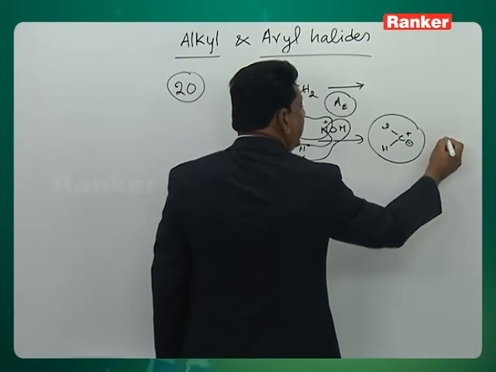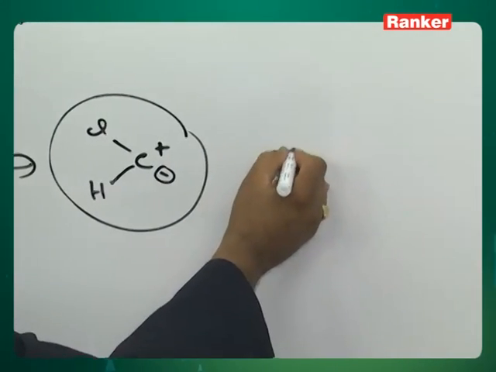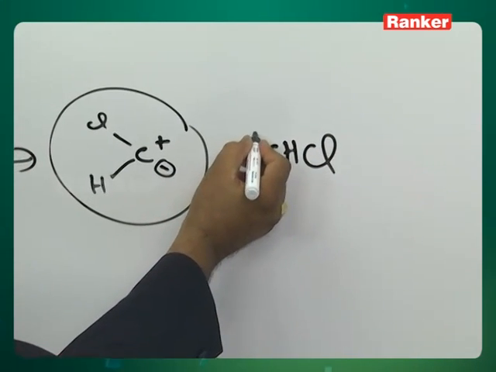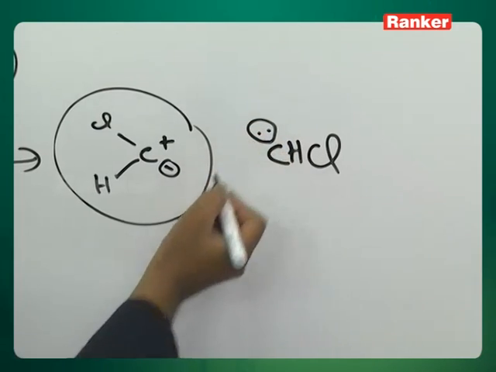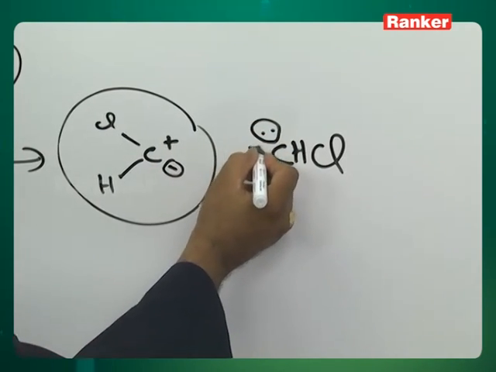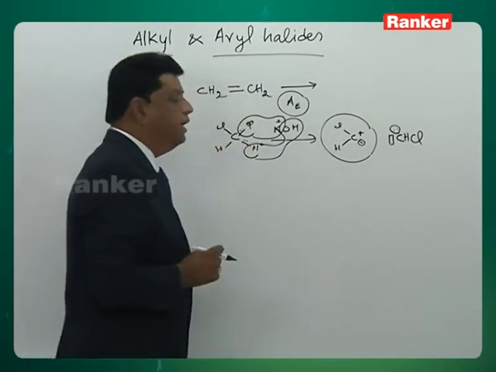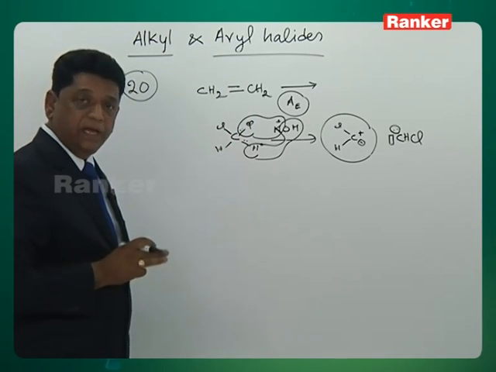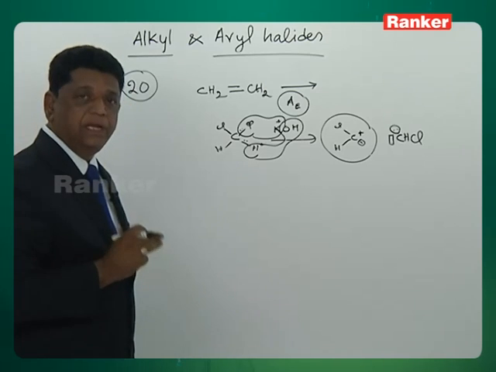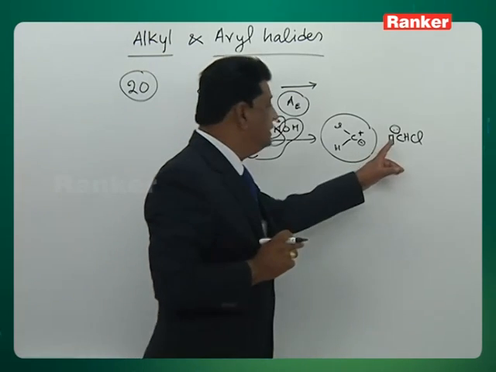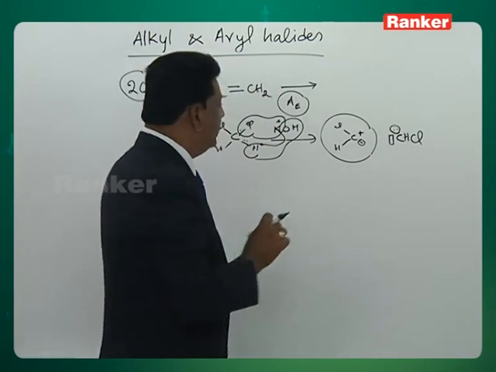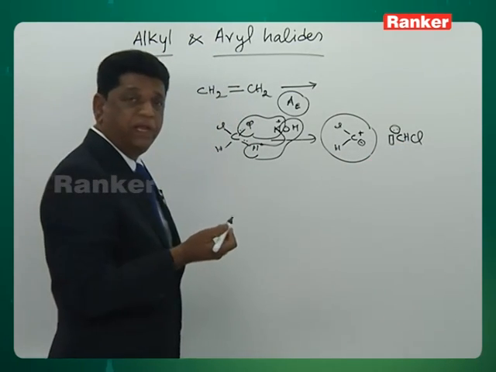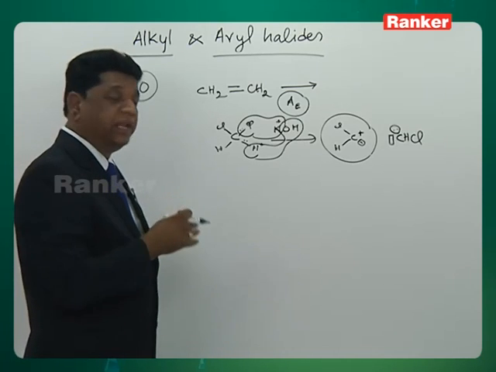In fact, we write this compound with 1 hydrogen and 1 chlorine, and the minus charge we show as a pair of electrons on the same carbon. This plus charge is shown as a vacant orbital. So if 2 chlorines are there, we say dichloromethylene carbene. If both are hydrogens, we say methylene carbene. It is a singlet carbene, and it acts as a pair donor, therefore as a nucleophile. A vacant orbital is there, therefore it is an electrophile.